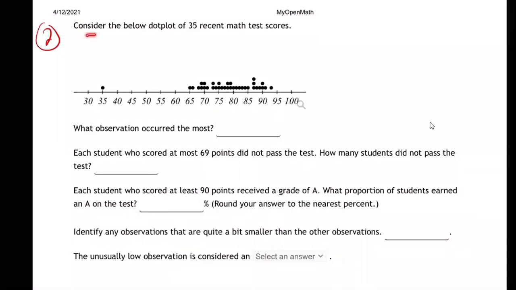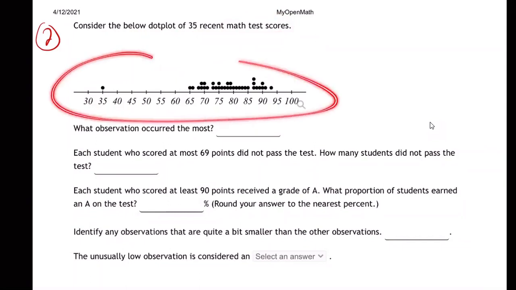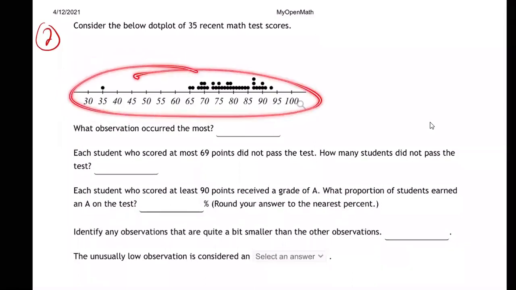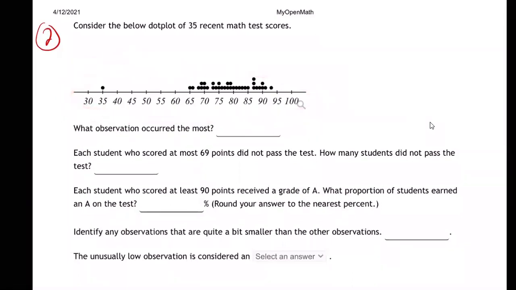So this one says consider below the dot plot of 35 recent math test scores. So these dots, this is again something you could do with your students: after an exam you give in class, you could put the whole class's results up here with dots. You just wouldn't put any names on them, right? Because you don't want to embarrass anybody or exalt anybody. But you could just put nameless dots, and these dots show the different scores that people got on the test.